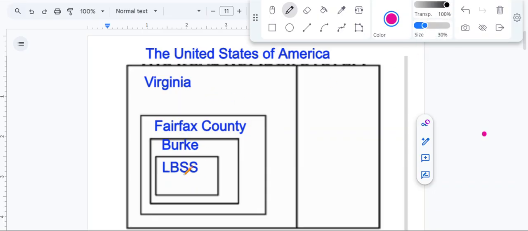So Lake Braddock is inside of Burke. Lake Braddock is also inside of Virginia. Lake Braddock is also inside the United States of America, right? But it doesn't go the other way around. Not all of Virginia is inside of Burke, right? Not all of Fairfax County would fit in Lake Braddock, right? So the smaller box is part of the bigger box.